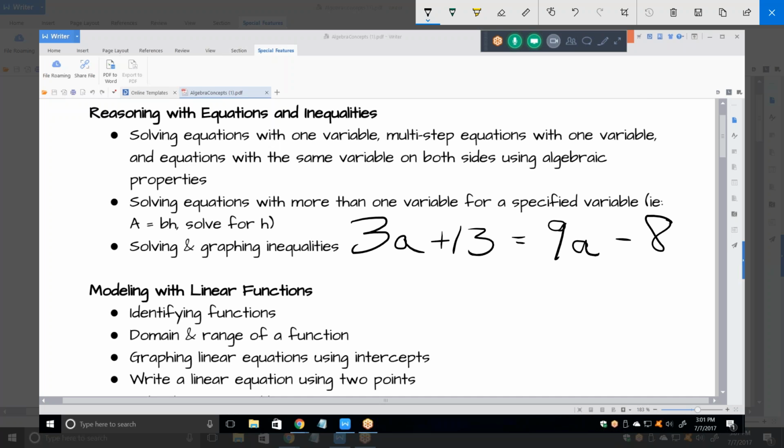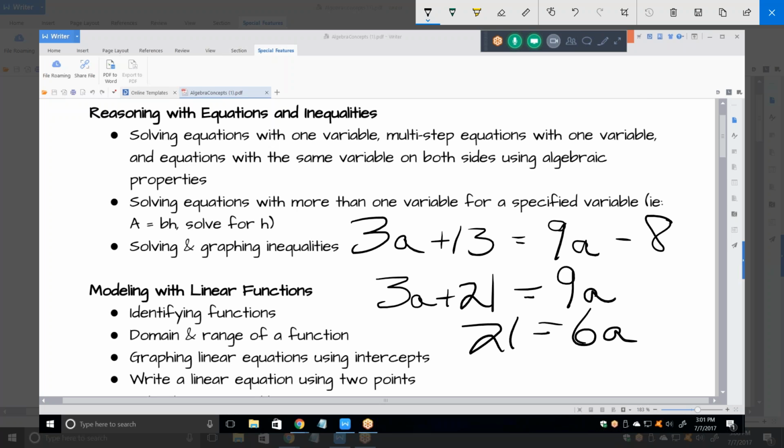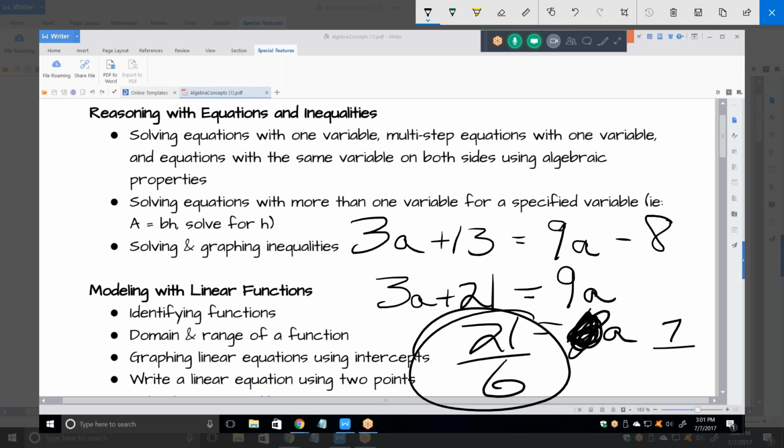The first step. I would add 8 to each side. Okay. Next step. Then I would subtract 3a from each side. Okay. And then I would divide by 6. So that's your answer, and that can be simplified. I can divide top and bottom by 3, so I end up getting 7/2. That's my true answer. And it doesn't matter if the a ends up on the right or the left side, same thing.